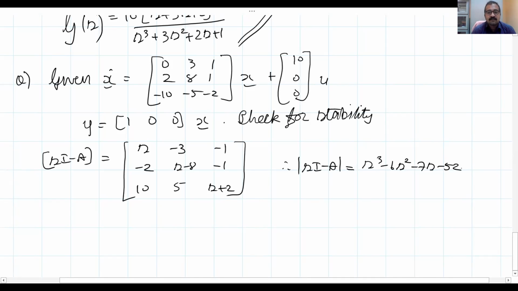Now how will you check for the stability? You have to check whether all the roots are in the left half of the s-plane. Either you can factor this, or straight away you can go for the Routh-Hurwitz array, the Routh-Hurwitz criterion.